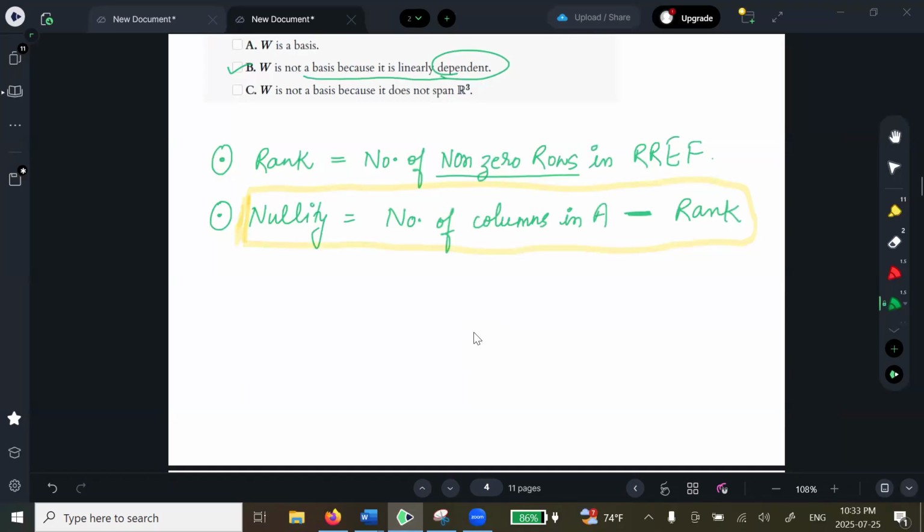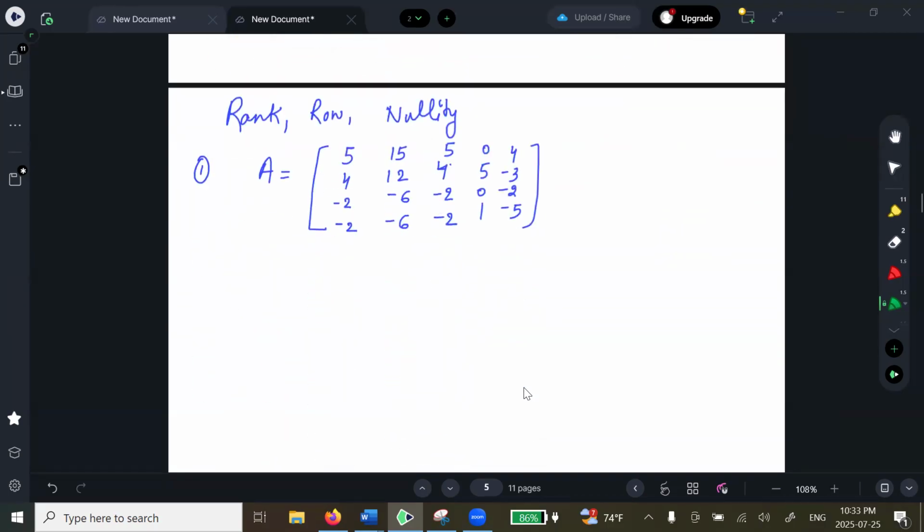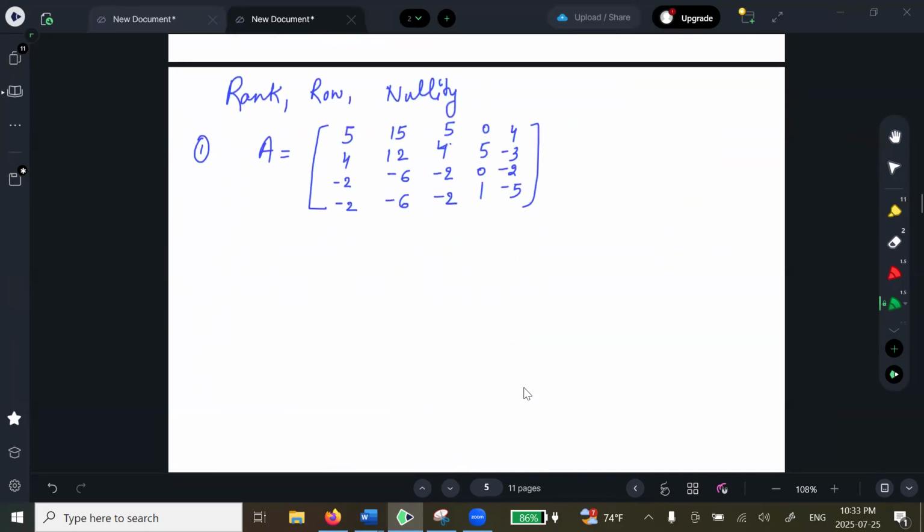Now we will be focusing on these two things and we'll be solving. It's a very straightforward process. Nothing is complicated in this, okay? So the first thing you have to do to find the row space, column space, and all that is find the RREF.